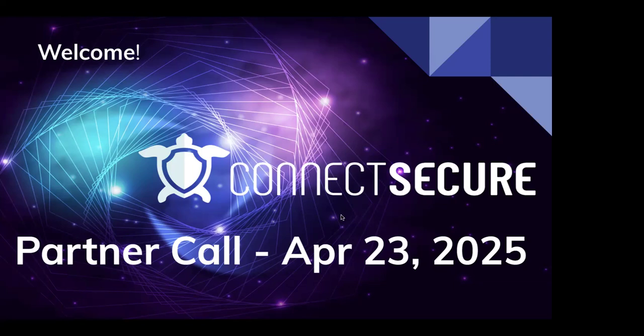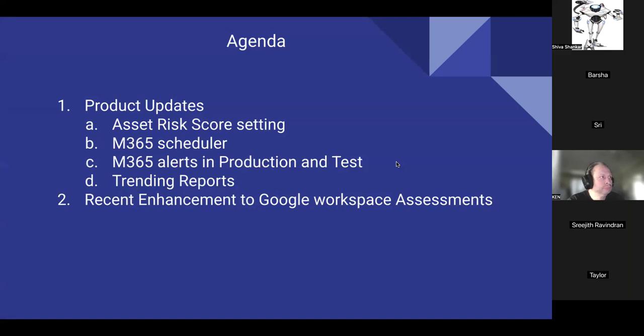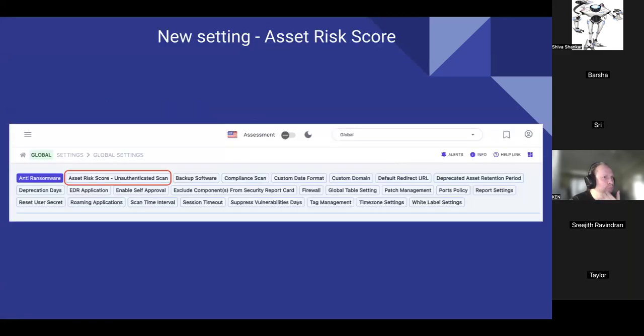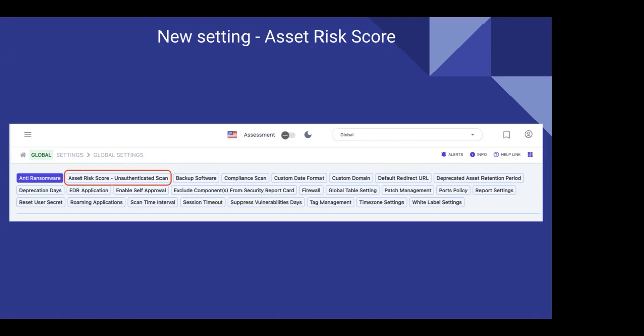Thank you. So I'll start. The first one is the asset risk score setting and authenticated scan. This is a new setting that we have introduced in the global settings. Today, without the setting, there are assets on which unauthenticated scans are run, especially the assets that have been identified by the probe. For these unauthenticated scans, or those assets where credentials are not valid, we mark them with an ACE risk score of A.